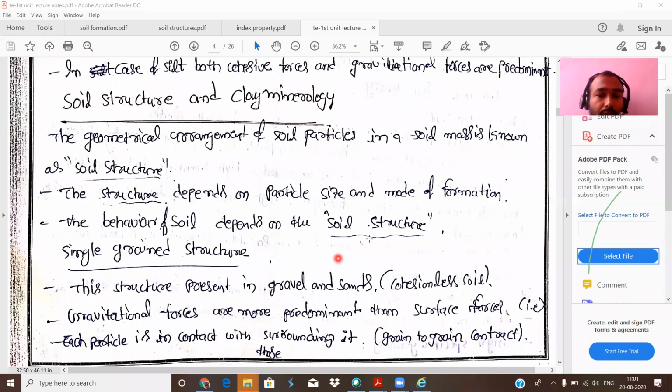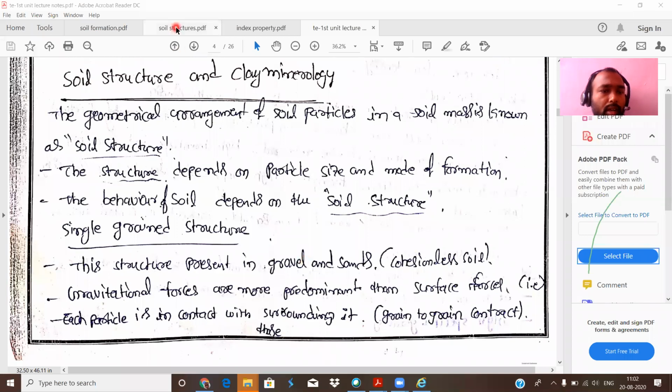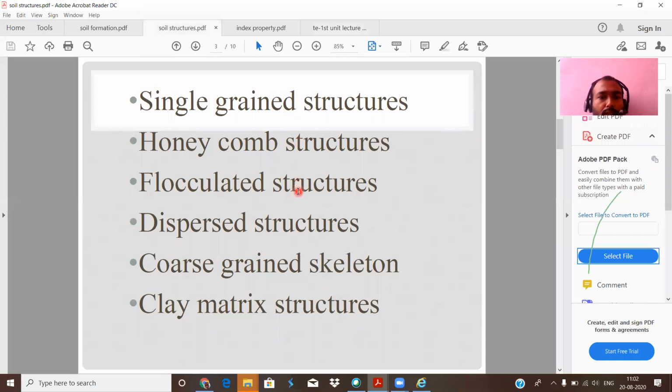If a soil has a certain structure, then due to that structure the soil has a separate behavior. One structure, one behavior; another structure, another behavior. Mostly the different types of structures available are single grain structure, honeycomb structure, flocculated structure, dispersed structure, and coarse grained skeleton. These are all different types of soil structures.